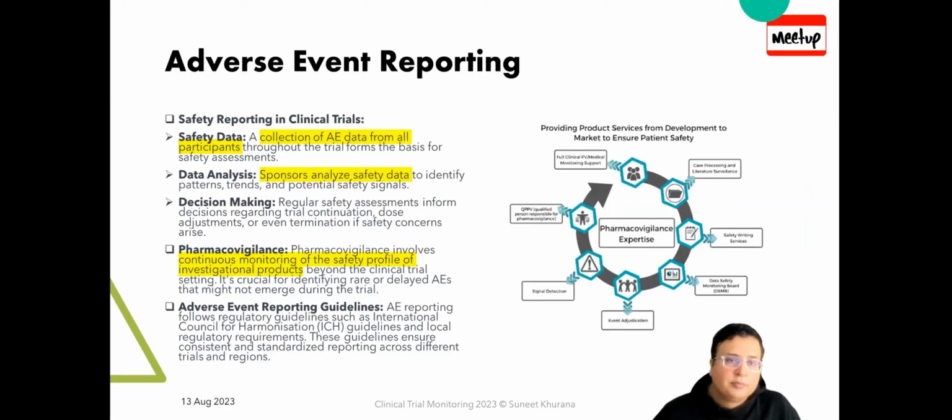Okay, so the pharmacovigilance department deals with this. They will come and look at all the safety data, all the data collected. The sponsor will analyze it, and then decisions are made. So there's a pharmacovigilance department that is collecting AEs and SAEs about a particular event.